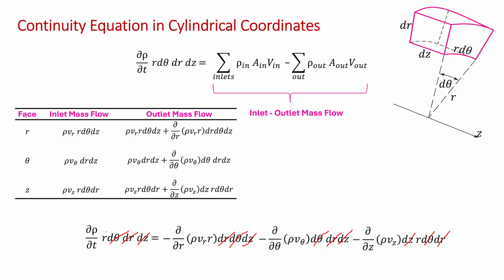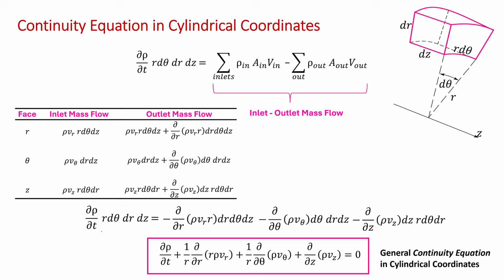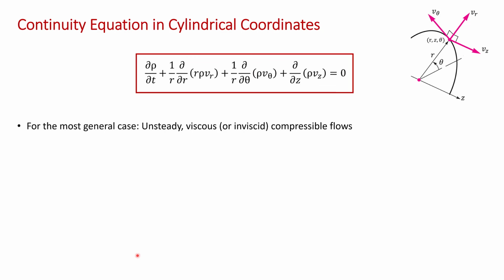And then you're left with this r here. What I've done on the next line is divide through by r and cancel those terms. This is the general continuity equation in cylindrical coordinates. So that's the final result in its most general form. In the most general case, it can be used for unsteady, viscous, or inviscid compressible flows.